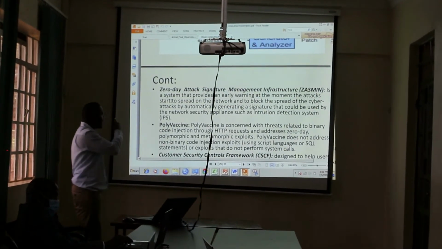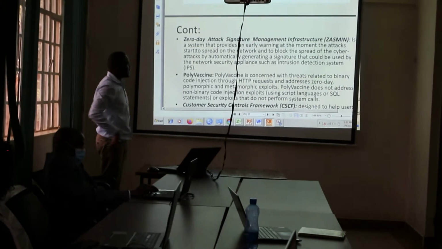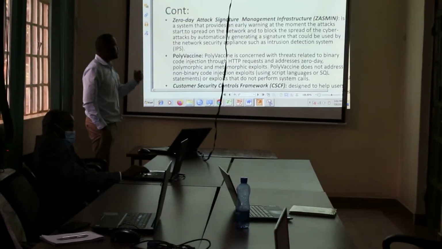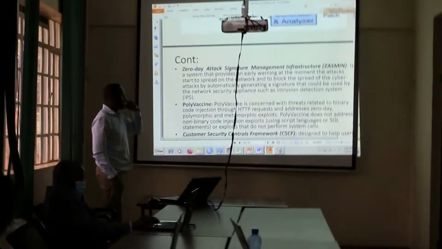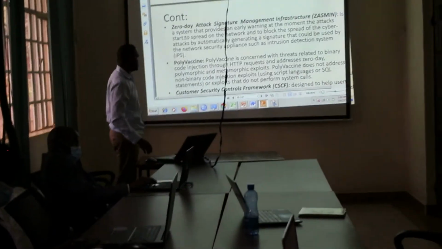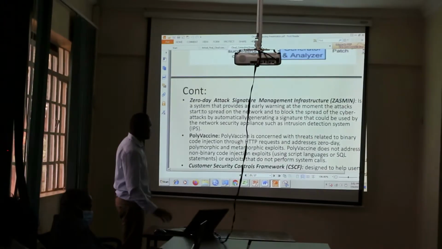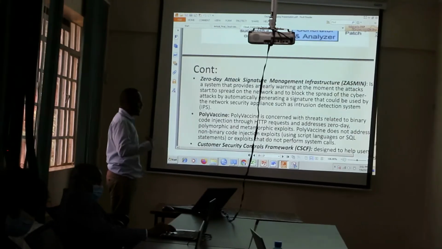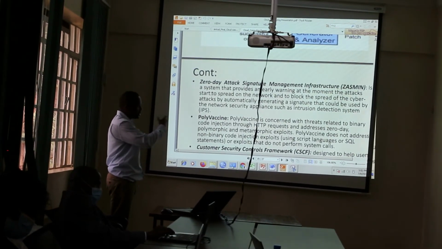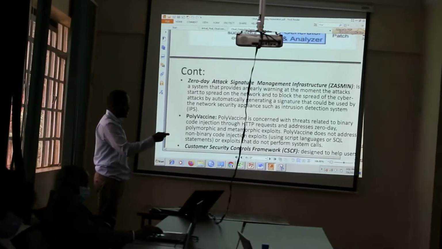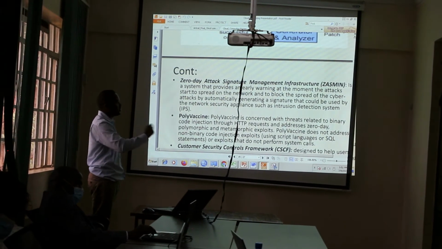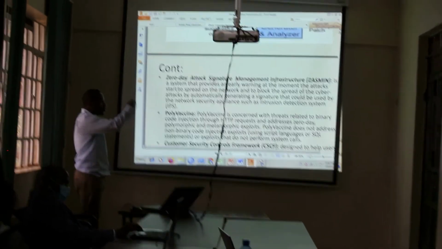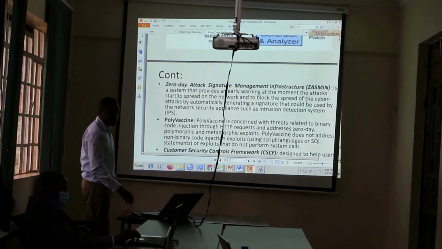So we are saying that it safeguards against attacks by automatically generating a signature that could be used by network security appliances such as intrusion detection systems and IPSs, right? So you can use it for that. When you're looking at intrusion detection systems and intrusion prevention systems, once it has detected that particular file or vulnerability or signature, the intrusion prevention system then also comes into play to prevent that kind of attack.